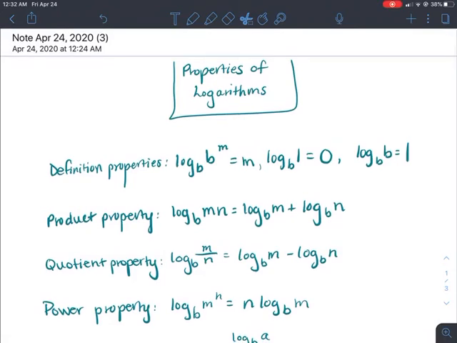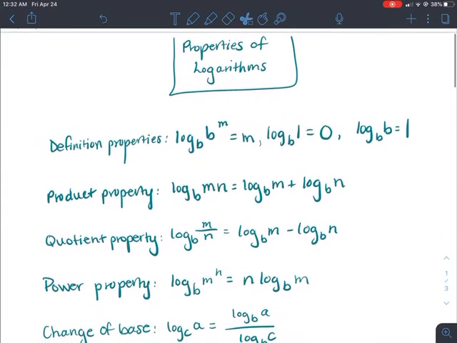Hey guys, welcome back to Algebra 2 lessons. We're going to be going over the properties of logarithms today.